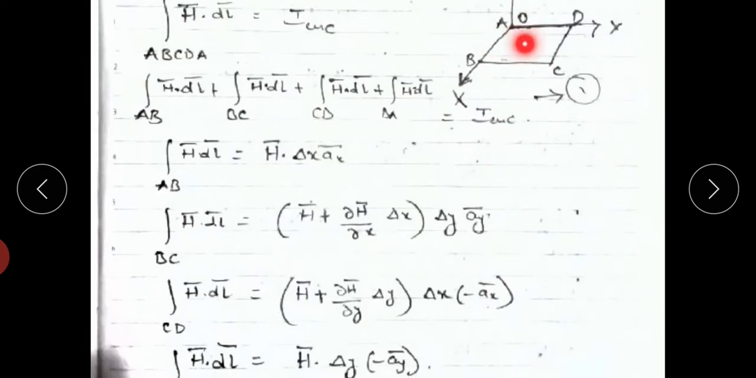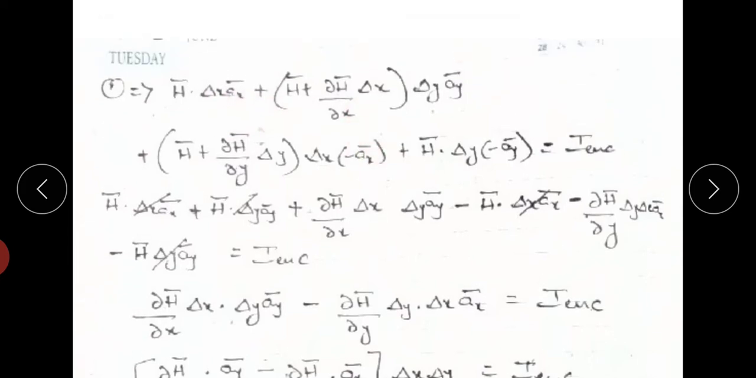So with respect to origin, the magnetic field intensity equals H bar. Finally, along the DA side, integration of H bar dot dl bar equals H bar dot delta Y into minus AY bar. So now substitute in equation 1. Equation 1 becomes H bar dot delta X into X bar plus H bar plus dou by dou X into H bar into delta X into delta Y into AY bar plus H bar plus dou by dou Y into H bar into delta Y dot delta X into minus AX bar plus H bar dot delta Y into minus AY bar equals I enclosed.